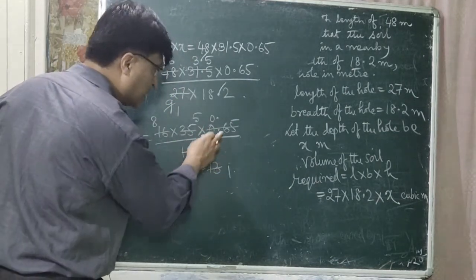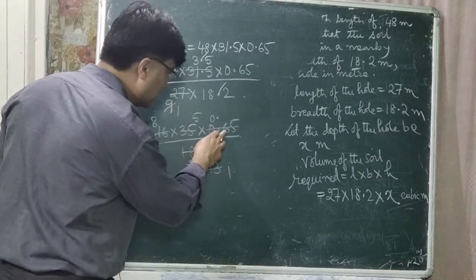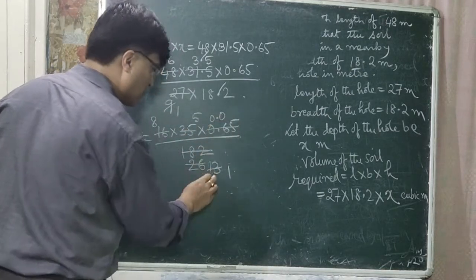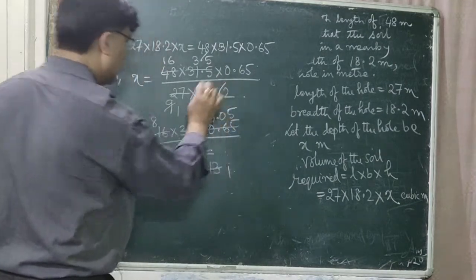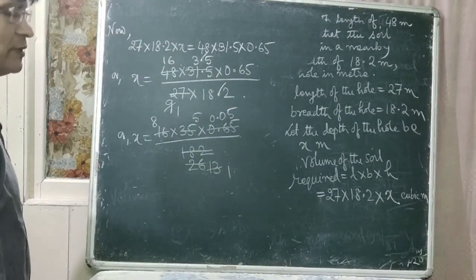You cannot divide this 6 by 13. So it is 0. Then 65, 13 5s are 65. So I think you have understood it.